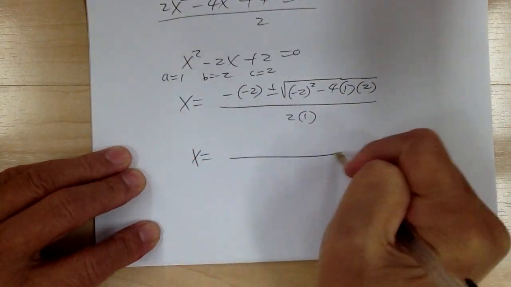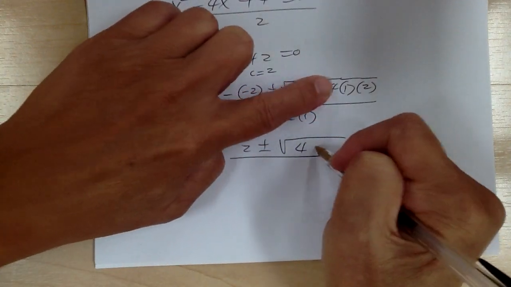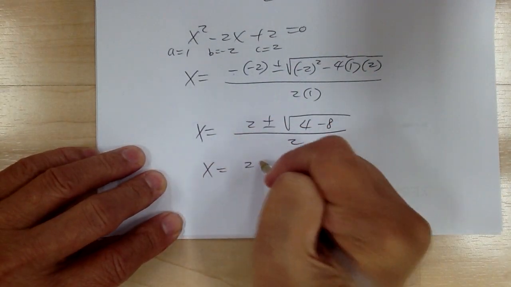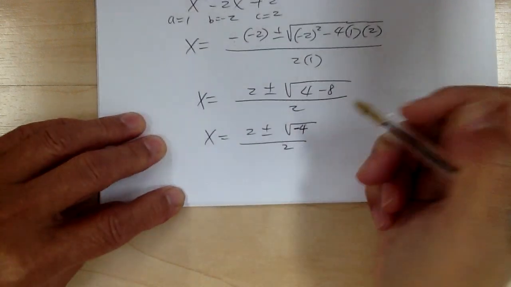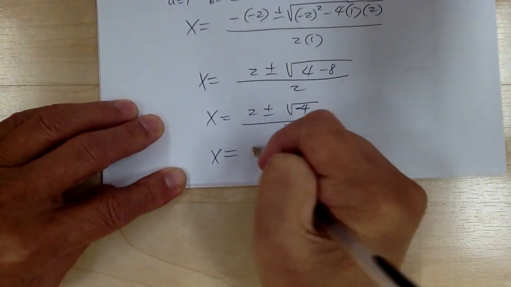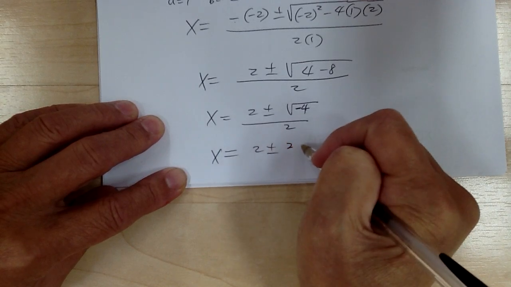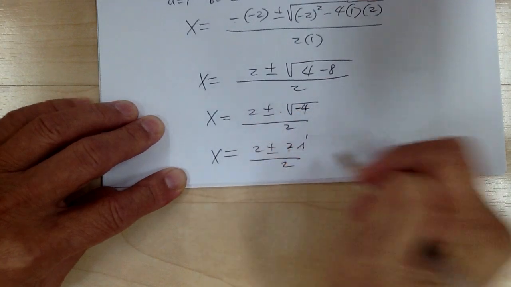So x will equal 2 plus or minus square root of 4 minus 8 over 2. And so x will equal 2 plus or minus square root of -4 over 2. So x equal to 2 plus or minus, so this would be 2i. Right, 4 comes out, becomes 2, -1 becomes i, over 2.